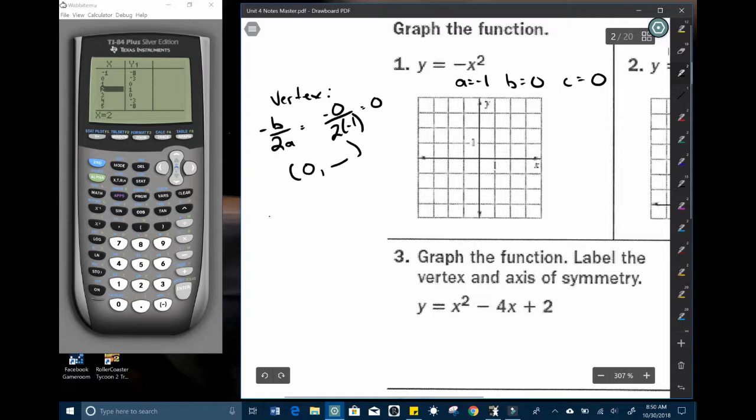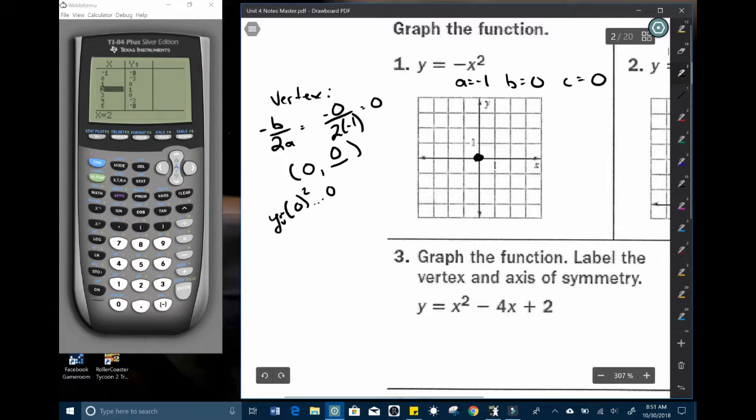So the y of the vertex is going to be negative 0 squared, which is just 0. Okay, so 0, 0. Boom.